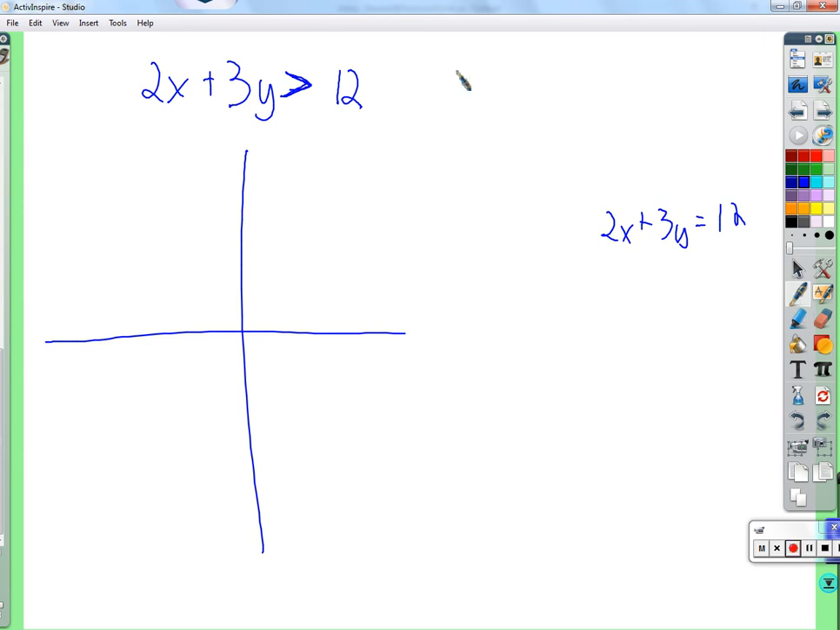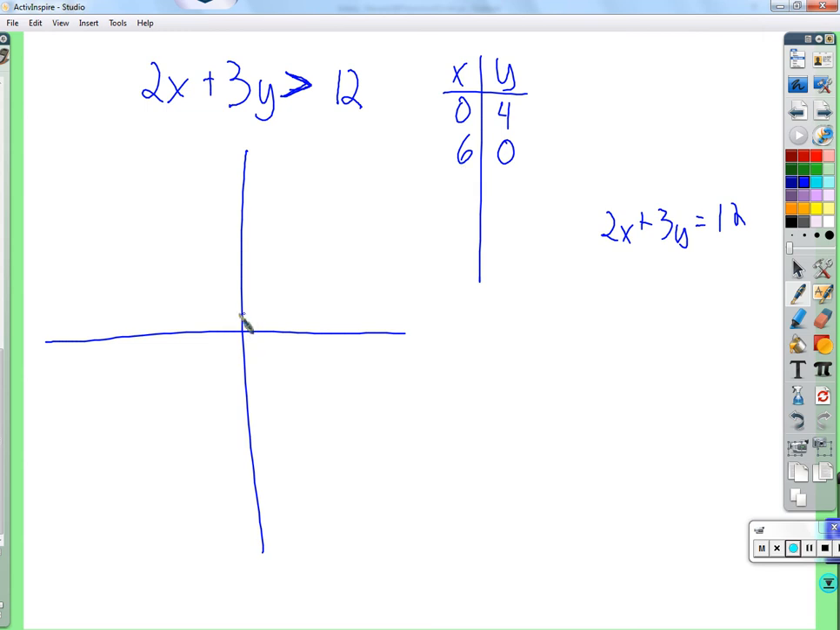Plug in 0 for one of the variables and then solve, and then plug in 0 for the other. 0 for x, 0 for y. Put in 0 for x. That just looks like that. So we get y is 4. Put in 0 for y. Divide by 2, we get x is 6. Done. I think I'm done before you put it in slope-intercept form and then graph the y-intercept and plot the slope.